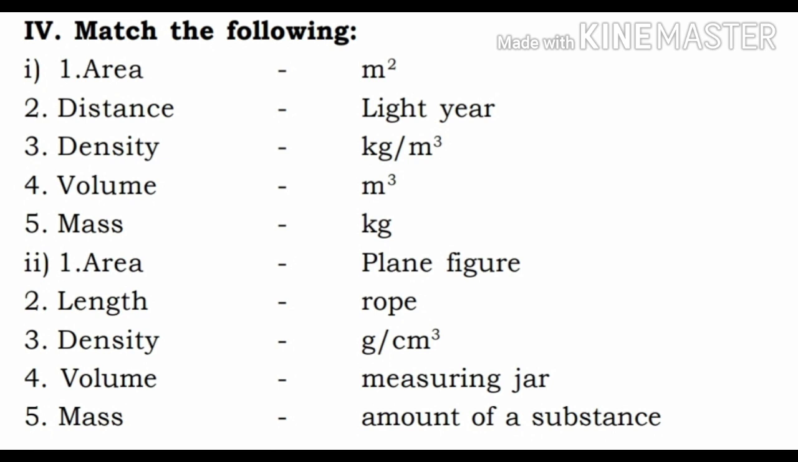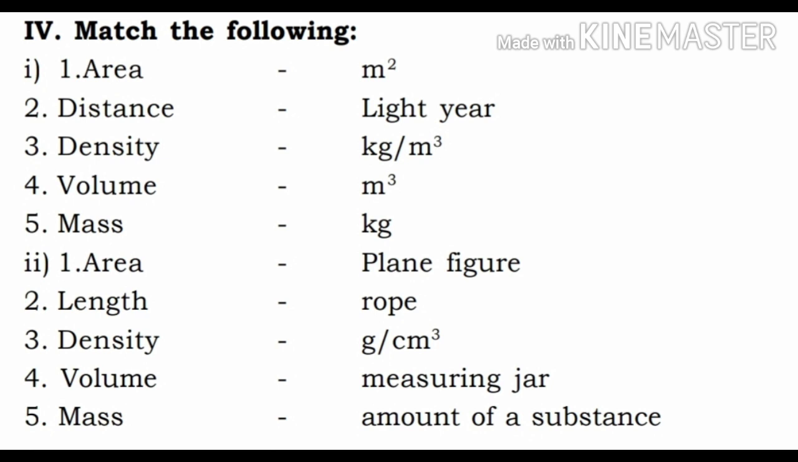Then second subdivision, first one, area. Answer is plane figure. Second one, length, rope. So why is it given as a rope? Usually rope will be measured using meter. So the unit of length is meter. So the answer is rope.